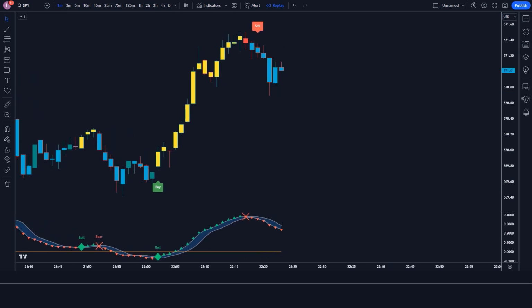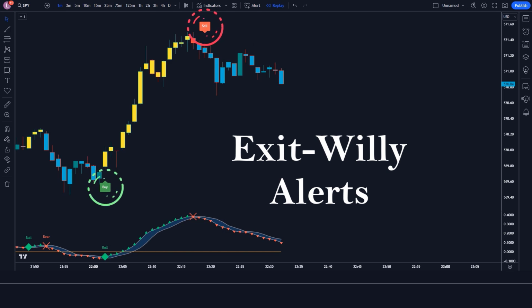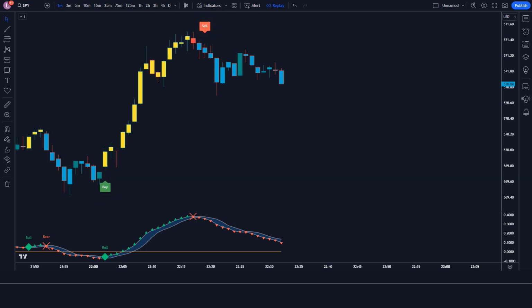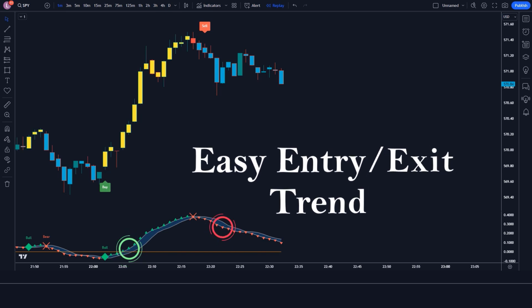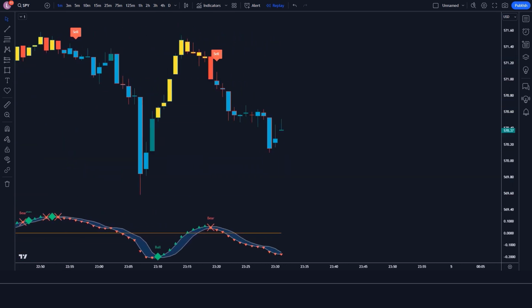First of all, let us know about trading tools. The buy and sell arrow indicator we see in the chart is called the Exit Willy Alerts indicator. The bull and bear angle indicator we see in the chart is called the Easy Entry/Exit Trend Colors indicator. Now we tell you how we want to trade. Let's start the video.